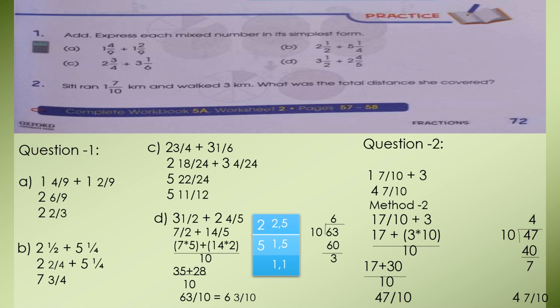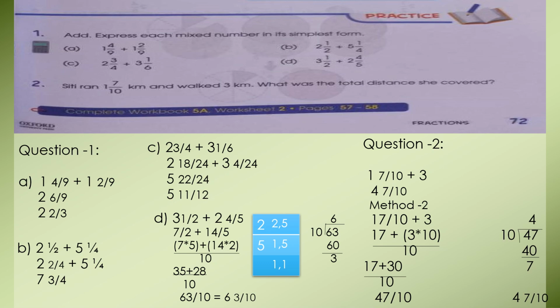In part C, we have 2 whole number 3 over 4 plus 3 whole number 1 over 6. Again, we are going to make the denominator same first. So for that purpose, we are going to multiply and divide 3 over 4 by 6. And we have 2 whole number 18 over 24. And for the other fraction, which is 1 over 6, we are going to multiply and divide it by 4. So we have 3 whole number 4 over 24.